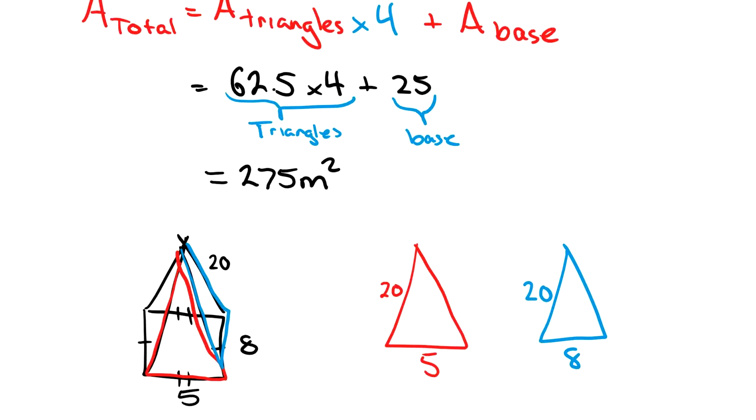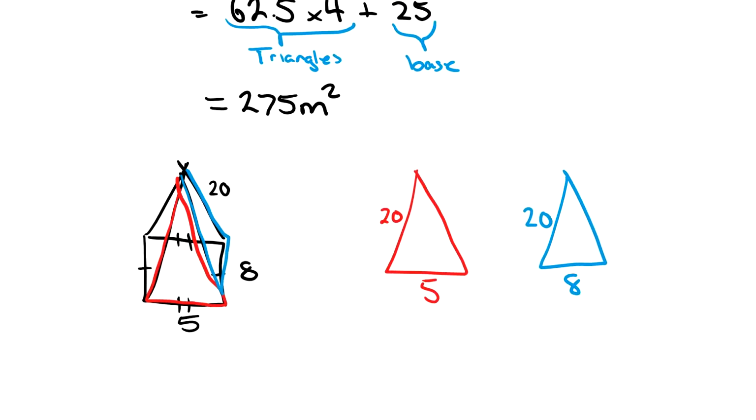As you can see, depending on what the base is, depends on whether you'll be multiplying by 4. So for example, if I was doing this one, I would find the area for this triangle and multiply it by 2, and then find the area of this triangle and multiply it by 2. Once you've found all those areas, you add them together.